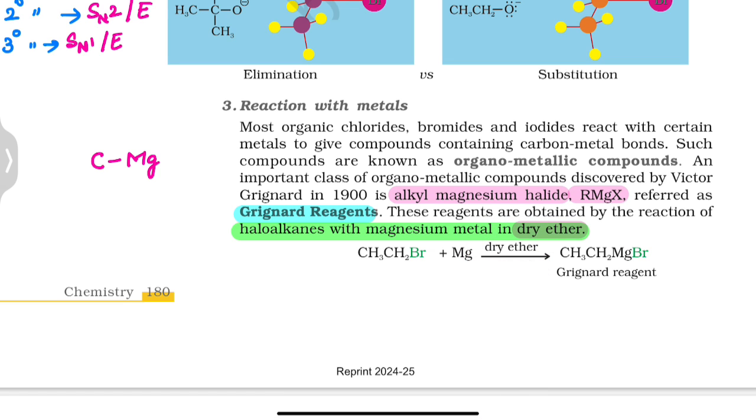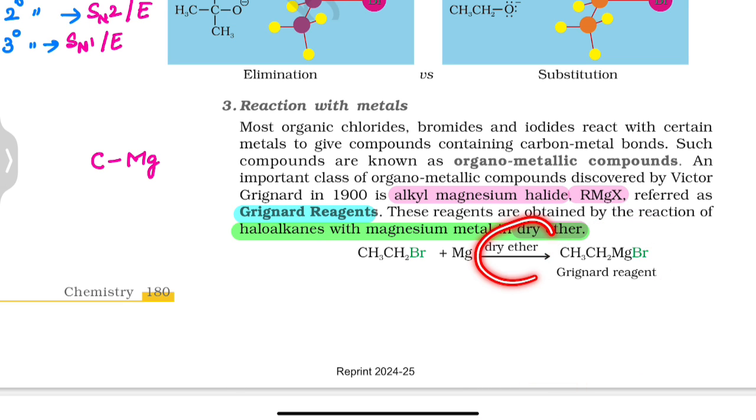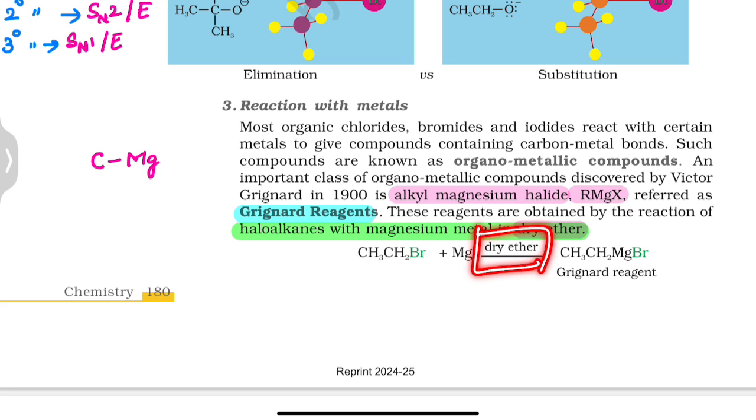So why the water content should not be there? If water content is present, this will be converted back to hydrocarbon. So this can be asked, the reason why it should be under dry condition. If moisture is present, what will happen? If moisture is present, this will be converted into hydrocarbon. Therefore, we are using dry ether. So here first we are taking alkyl bromide. We are treating with magnesium in the presence of dry ether. You can see Grignard reagent is obtained.